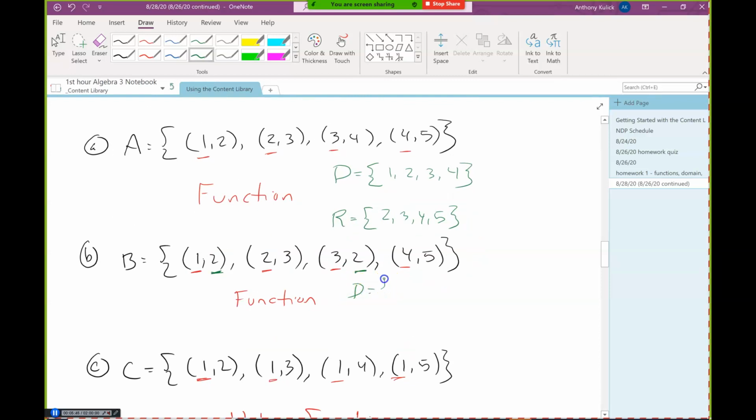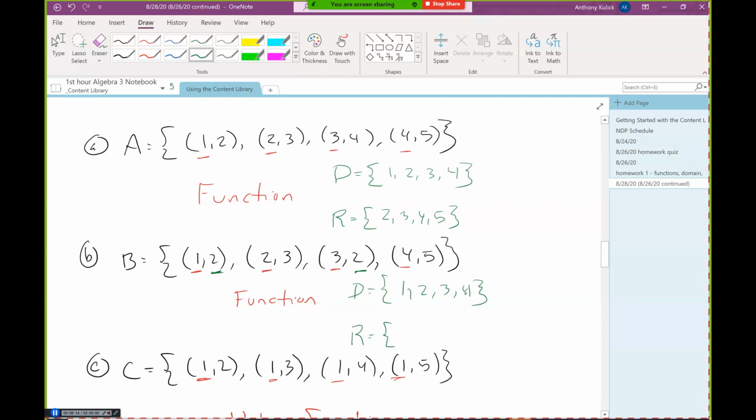So if we look at example B, again, we notice that we have a finite relation. So we can just write our domains and ranges using a list. What should I write down as my domain for B? Who can tell me? Go ahead, Joseph. 1, 2, 3, 4. Very good. Though again, those are just the x coordinates.